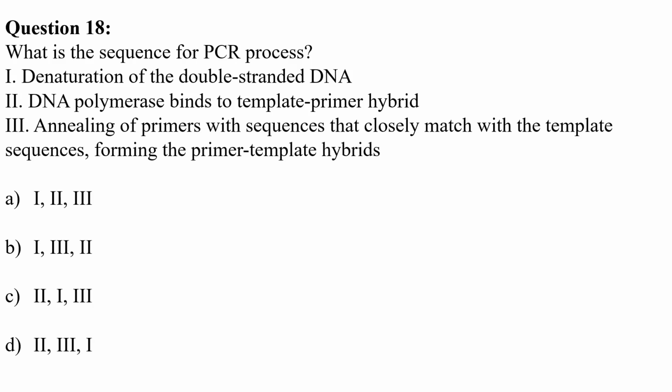Question number 18. What is the sequence for PCR process? 1: Denaturation of the double-stranded DNA, 2: DNA polymerase binds to the template primer hybrid, and 3: annealing of primers with sequences that closely match with the template sequence, forming the primer template hybrids. So what is the correct sequence of the PCR process? Option A 1 2 3, option B 1 3 2, option C 2 1 3, and option D 2 3 1. So which step occurs first and which step occurs last?